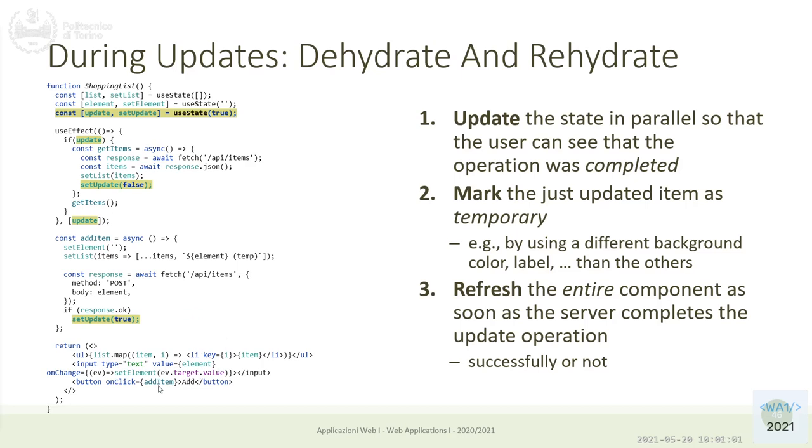So we are starting from the add item, as always. Add item is here and needs to add an item to the list, both on the client and on the server. So immediately we are adding the element to the list of items, and we are marking it as temporary. Now we have a new score, 27, but this is just temporary, or we can show it in a different color, with an icon or whatever. So we are immediately adding something on the client with some visual indication that it's a temporary element.